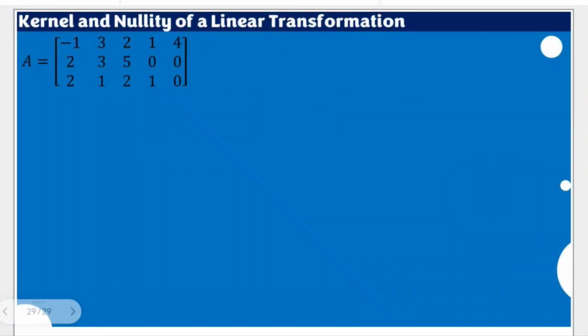In this video, we are going to solve for the kernel and nullity of this given matrix here. This is a 3 by 5 matrix. There are 3 rows and 5 columns. Take note that this is m by n. So the linear transformation that we're going to use here is a linear transformation from Rn to Rm. In this case, this is a linear transformation from R5 to R3.